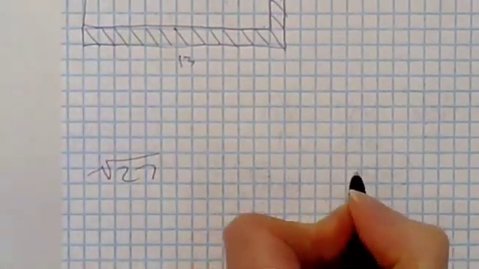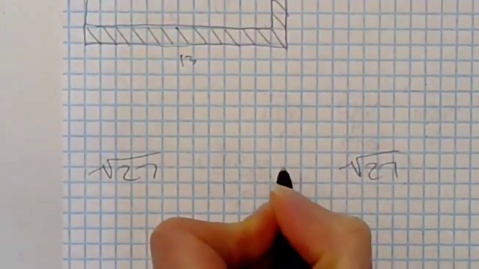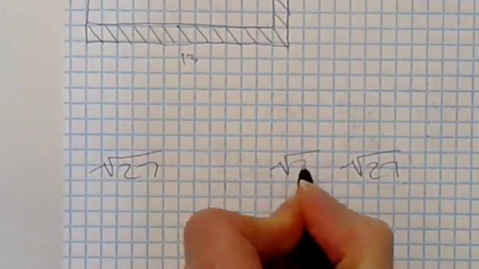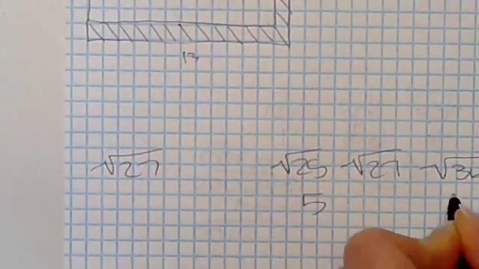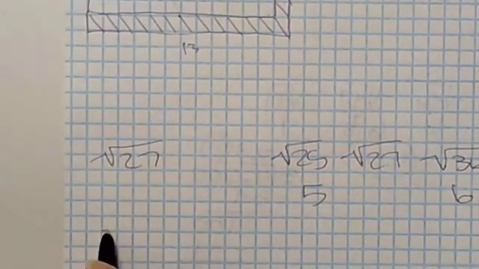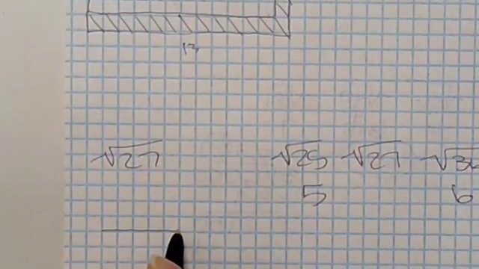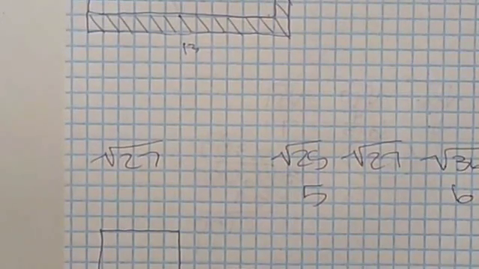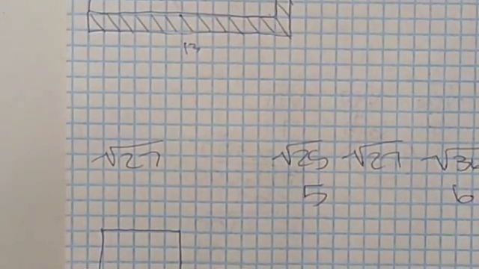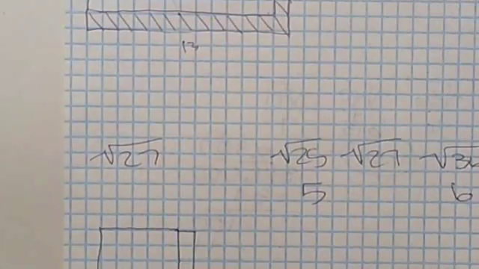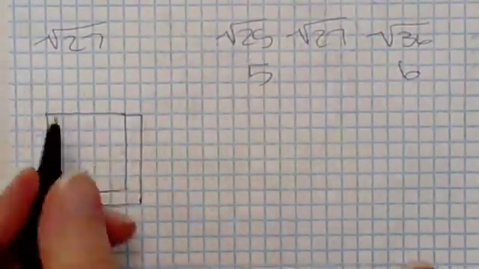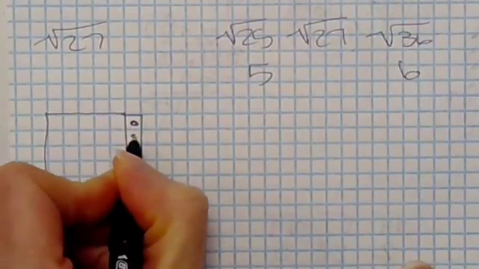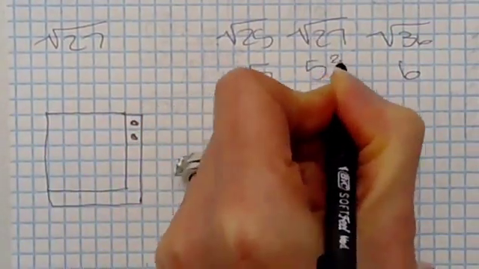So the square root of 27 is between, excuse me, the square root of 25 and the square root of 36. So it's somewhere between 5 and 6. So I'm going to draw my 5 by 5 square, and then my 6 by 6 square. So it's somewhere in between those 2 squares. So to get from 25 to 27, I have to add 2 more squares. So it's 5 and 2 over.